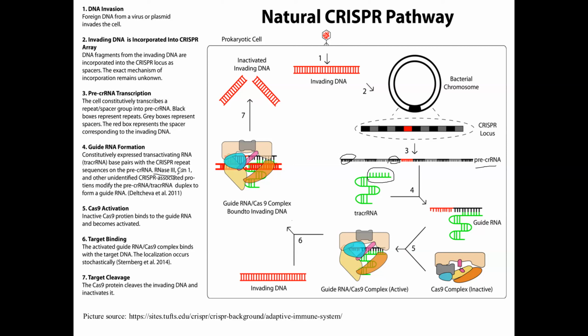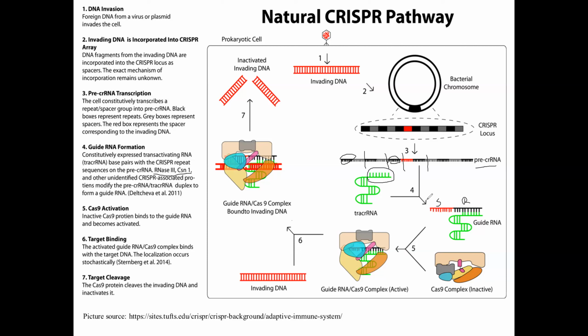At the same time, there are some nucleases which act on this pre-CRISPR RNA, particularly RNase 3, Csn1, all these things. They will come and act on the pre-CRISPR RNA, and they will cut in such a way that you end up having at least one spacer and one repeat. So they will cleave like this, and you end up having one spacer, one repeat.